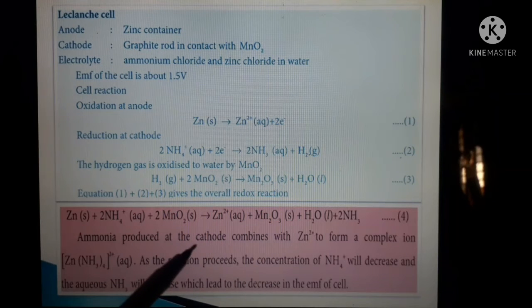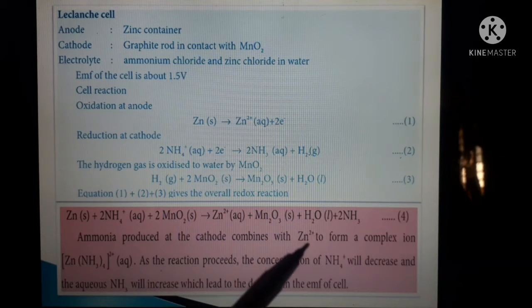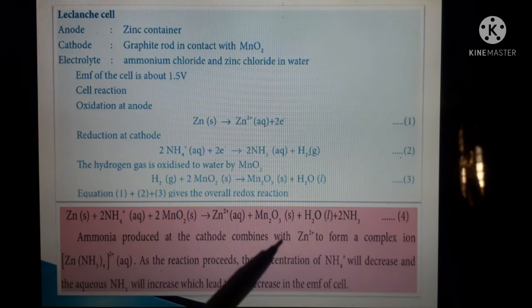Ammonia is produced at the cathode and combines with Zn2+ to form a complex ion, the ammonium zincate complex ion. The ammonia is already evolved in this reaction. Ammonia reacts with zinc ion, Zn2+. As the reaction proceeds, the concentration of ammonium ion will decrease and aqueous ammonia will increase, which leads to a decrease in the EMF of the cell.